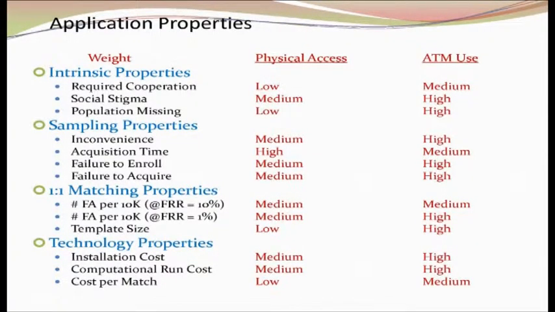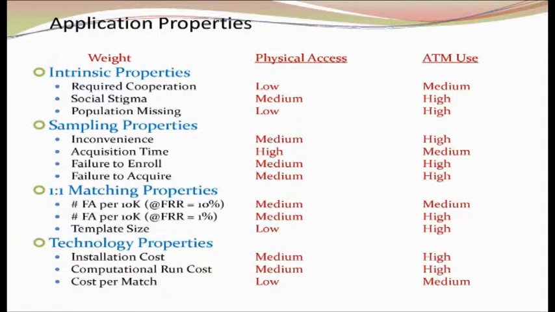Once you define that, let us assume that one is the physical access, where I want to enter my classroom, and another is ATM users. Intrinsic properties: is cooperation required or not, right? These are all some random values I have put. Required cooperation is low in the case of physical access, because I want to keep, say, a PTZ camera, and your cooperation is not required, but for ATM use you need medium.